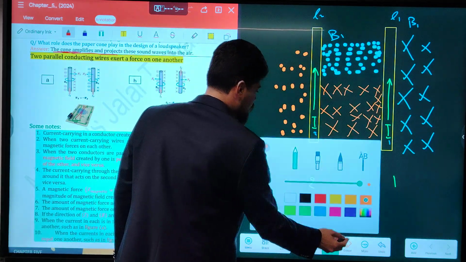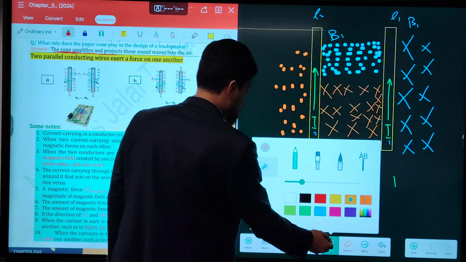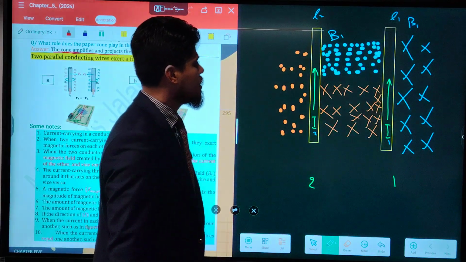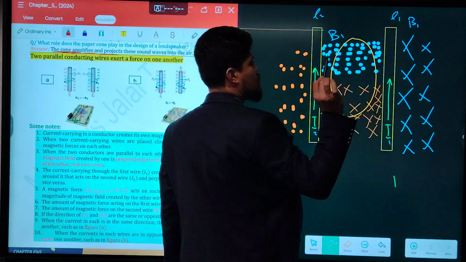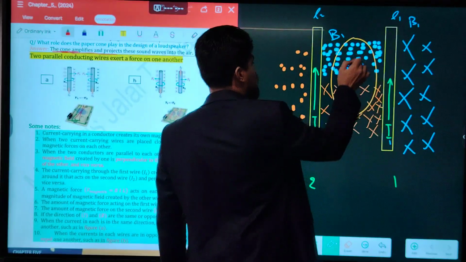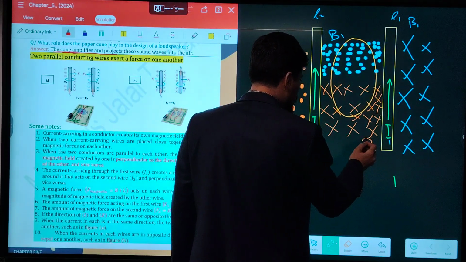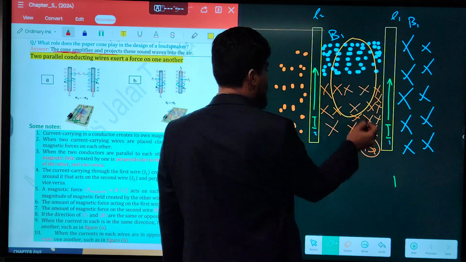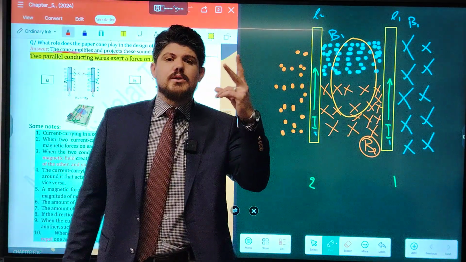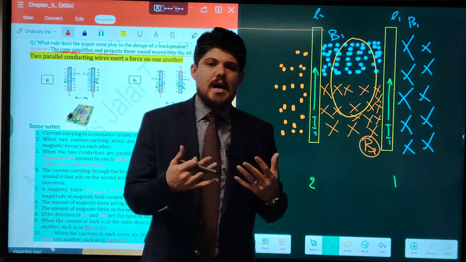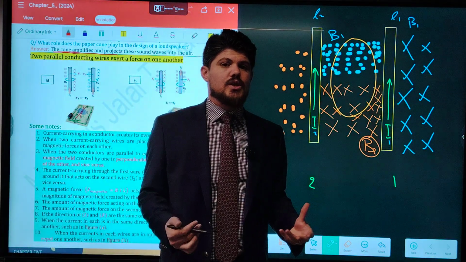Okay, guys, look, what is the force between these two wires? Attraction force or repulsion force? Here, how many fields do we have, guys? Two fields. B1 out of the page, B2 into the page. Two opposite fields, like north and south. Do opposite poles attract or repel? Absolutely, they attract each other.